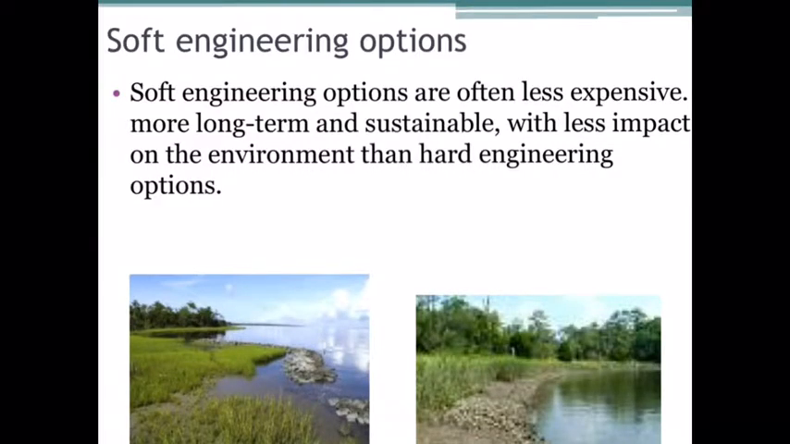Okay, so now we're going to move on and look at soft engineering options. And soft engineering options tend to be less expensive, more long-term and sustainable, with less impact on the environment than hard engineering options. So if you can just make sure that you write down that definition, I'm going to take you through a few of the different soft engineering options that exist.